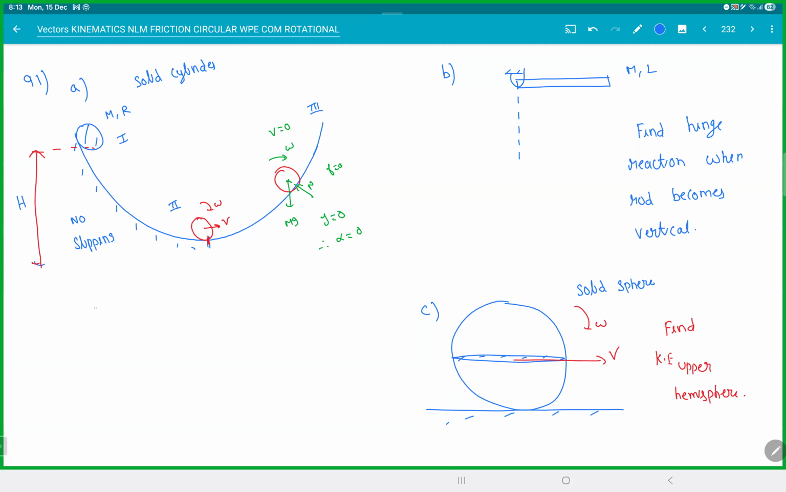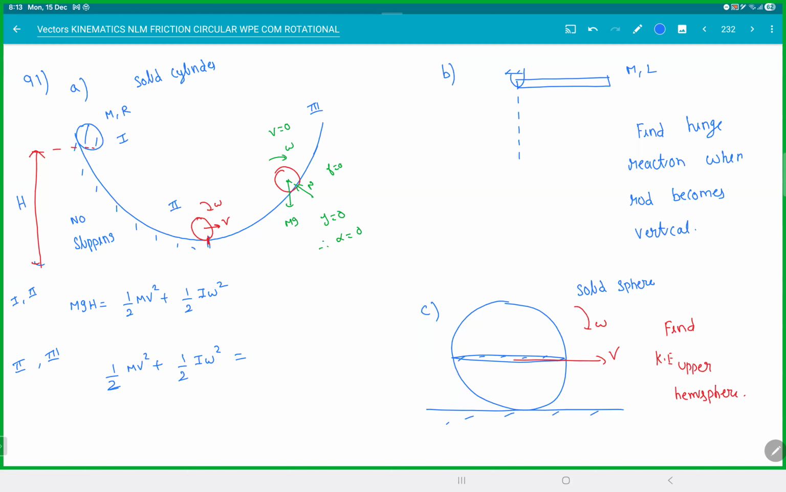So this is my state 1, this is my state 2, this is my state 3. So energy in state 1, loss in potential energy will be mgh, equal to half mv square plus half I omega square. This is between 1 and 2. Then you do between 2 and 3: half mv square, half I omega square.